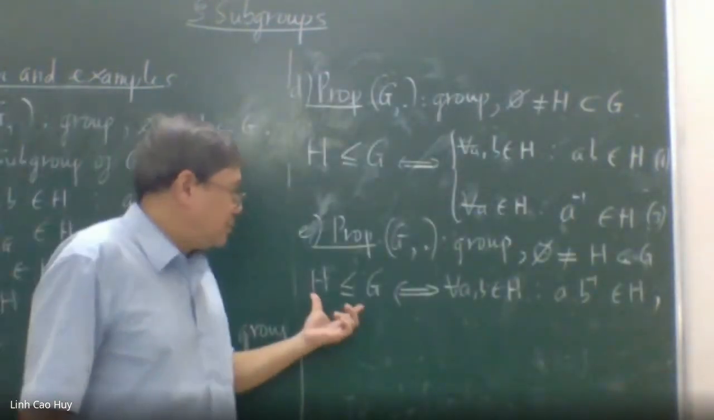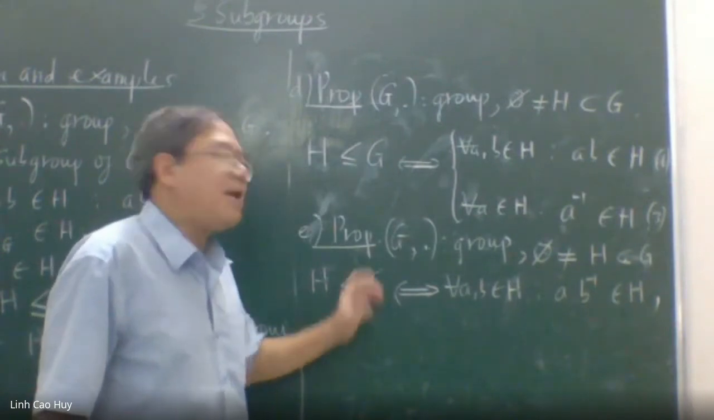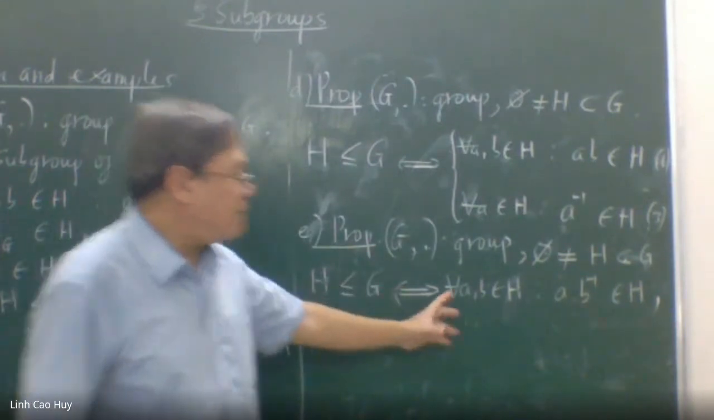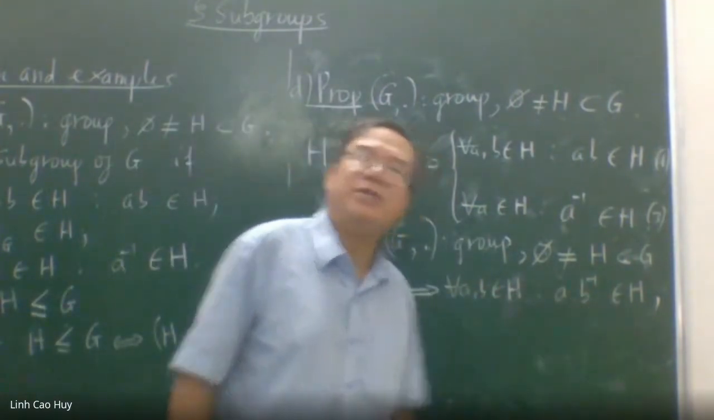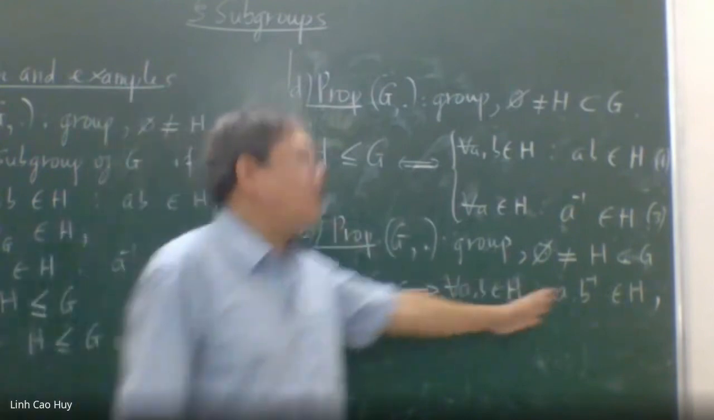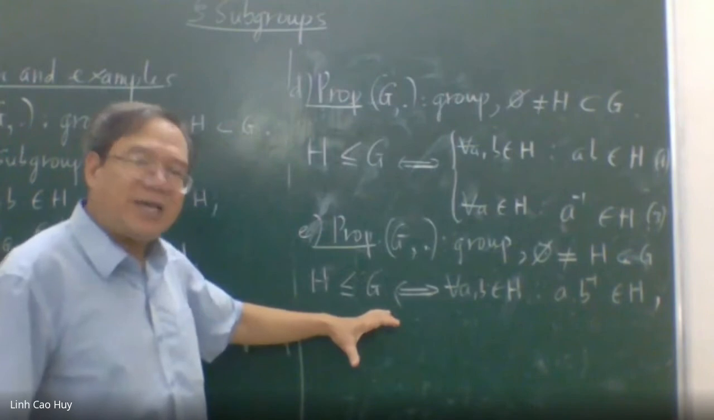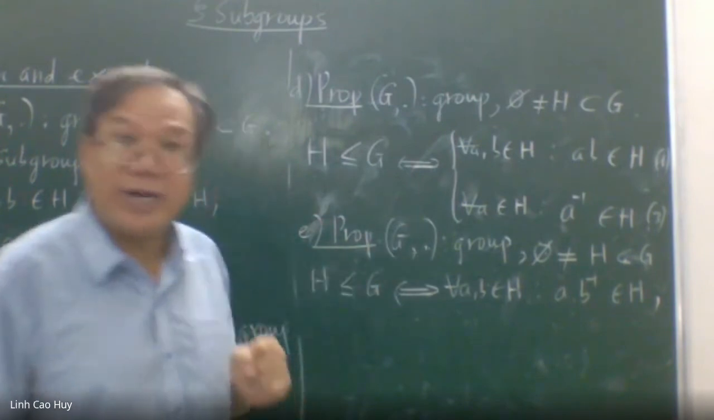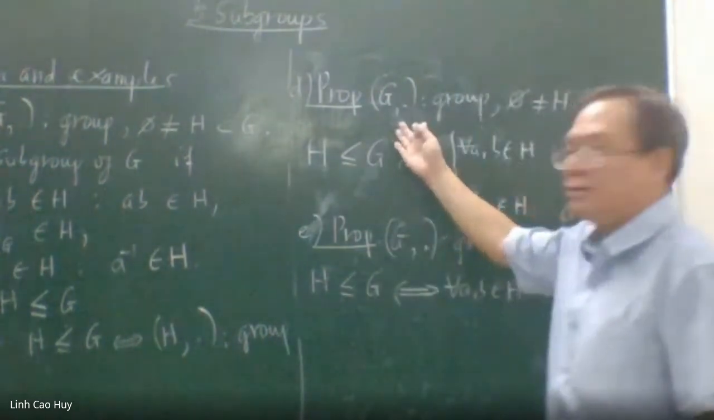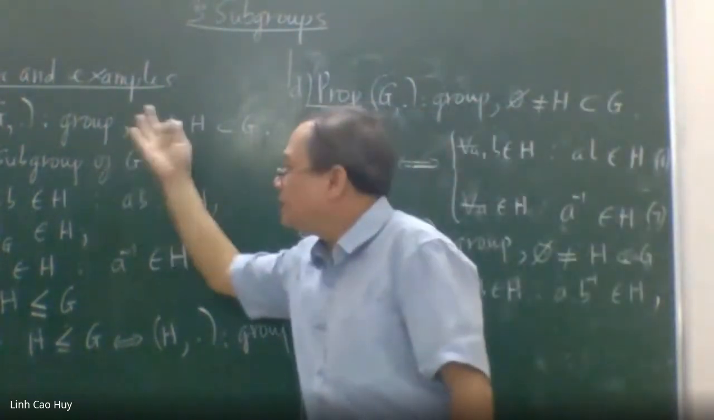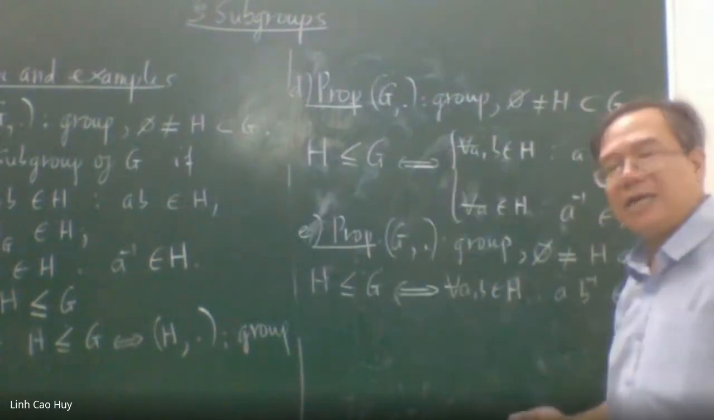H is a subgroup of G if and only if for any A, B in H, A times B to the minus 1 is also in H. Just only one condition. And this is the second criterion to check H is a subgroup of G. Okay? Đây là một cái tiêu chuẩn thứ hai. Đây là tiêu chuẩn thứ nhất. Đây là định nghĩa nhóm con. Tiêu chuẩn thứ nhất để kiểm tra nhóm con. Đây là tiêu chuẩn thứ hai để kiểm tra nhóm con.